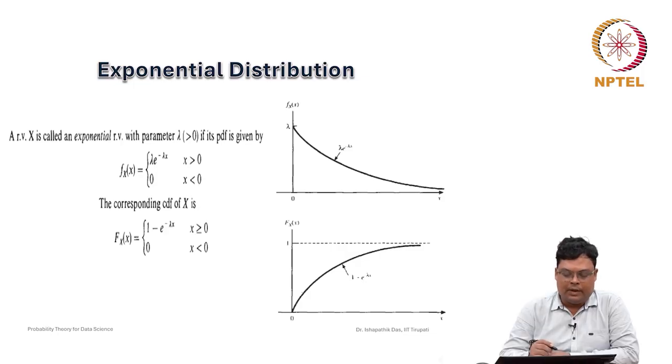Now, we will discuss another important continuous distribution, called the exponential distribution. A random variable x is called an exponential random variable with parameter lambda greater than 0, if its probability density function is given by f of x equal to lambda e to the power minus lambda x when x is greater than 0, and 0 whenever x is less than 0.